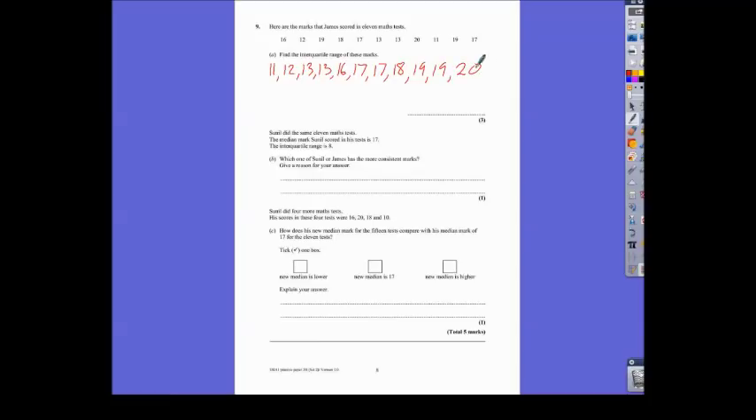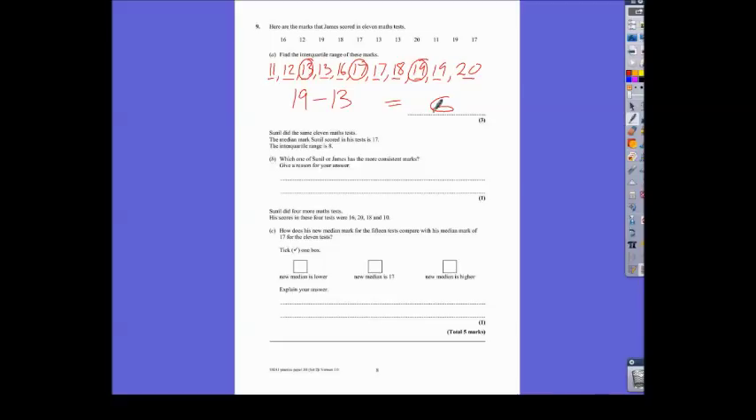Now there are 11 math scores here, so I'll be able to do 1, 2, 3, 4, 5. That would be in the middle. 1, 2, 3, 4, 5. So the median is 17. And the interquartile range is the difference between the middle of the lower end and the middle of the top end. So 1, 2, middle, 1, 2, 1, 2, middle, 1, 2. So the upper quartile is 19, the lower quartile is 13, 19 take away 13 is 6 for the interquartile range.